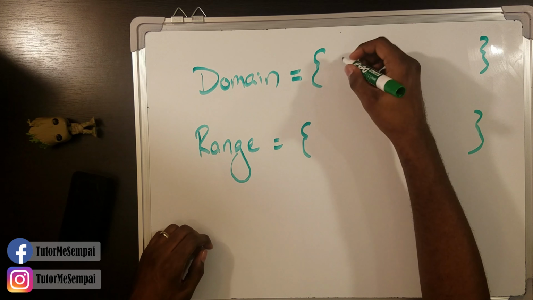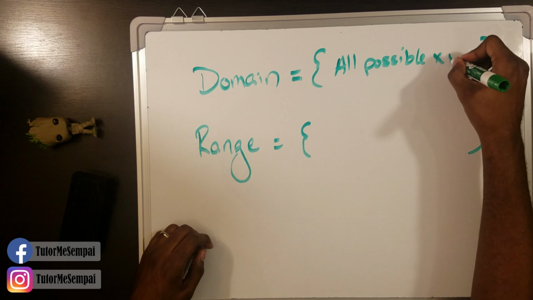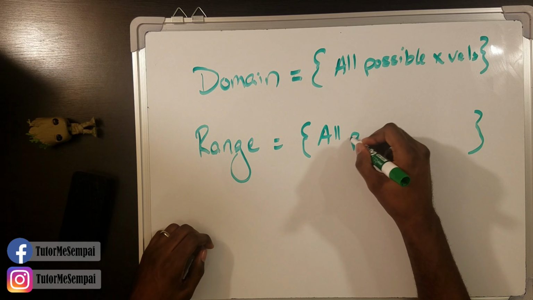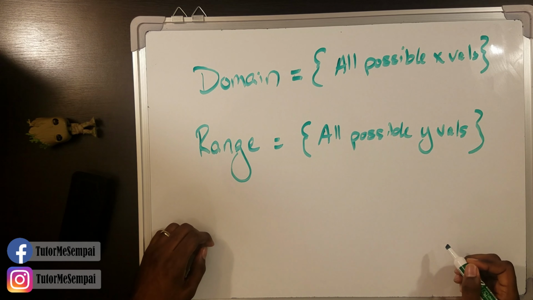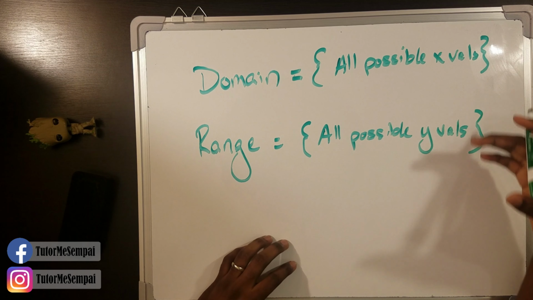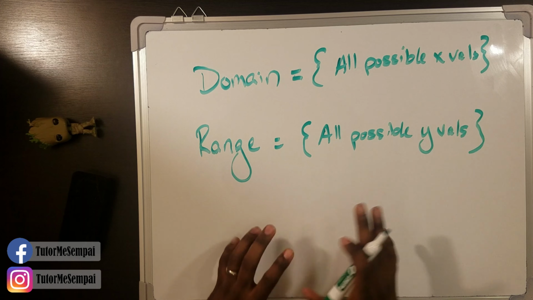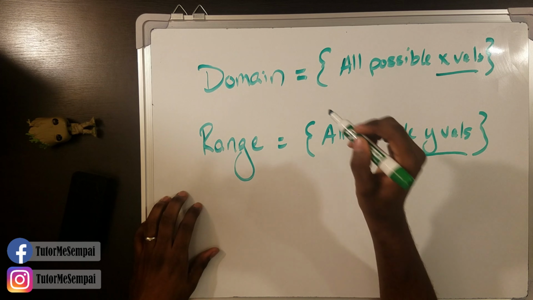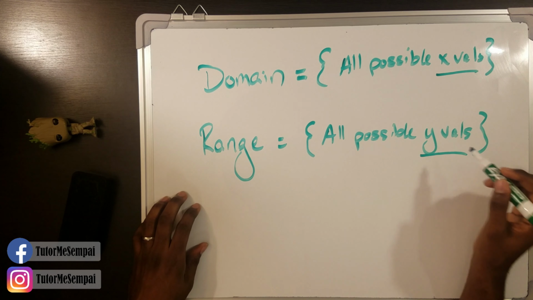So a domain is just going to be all possible X values. And the range is going to be all possible Y values. So the reason why this is so confusing at times is because you see they're relatively asking for the same thing, all possible somethings, right? In both cases, you're looking at all possible something. So another reason why order matters for these ordered pairs is because the domain is only focusing on the X values, while the range is only focusing on the Y values.